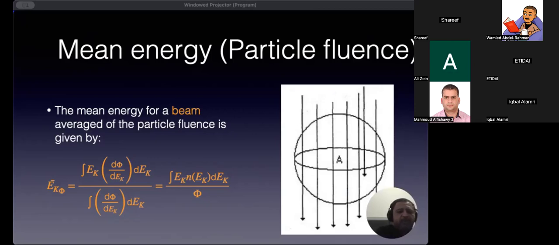Or this actually should be the particle fluence density. We're averaging over the particle fluence density. So the mean energy is then we take this particle fluence density multiplied by the energy, take the integration, and then we divide by the total particles. Essentially, you can think of it as we are counting particles, summing up their energies, and then dividing by the number of particles. But this is how it is written in integral form.